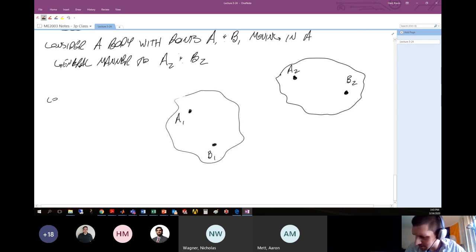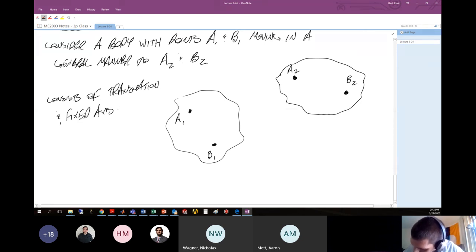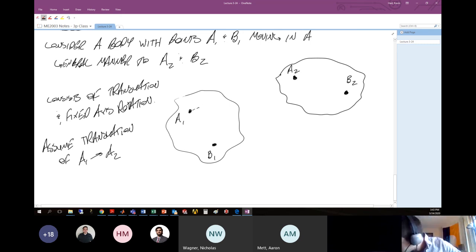So it consists of translation and fixed axis rotation. Let me explain that a little bit if I can. Let's assume that this body, as A1 goes to A2, translated along a linear path. So let's assume translation of A1 to A2. That is this general motion as I go from A1 to A2.